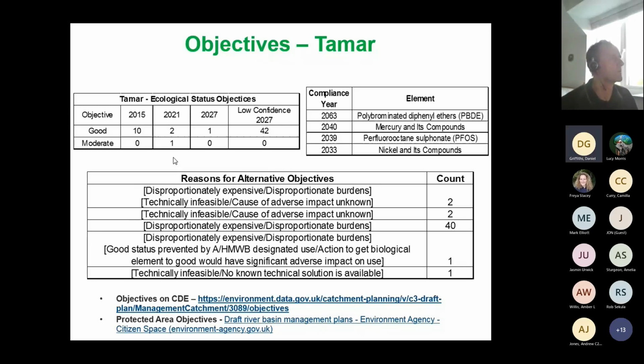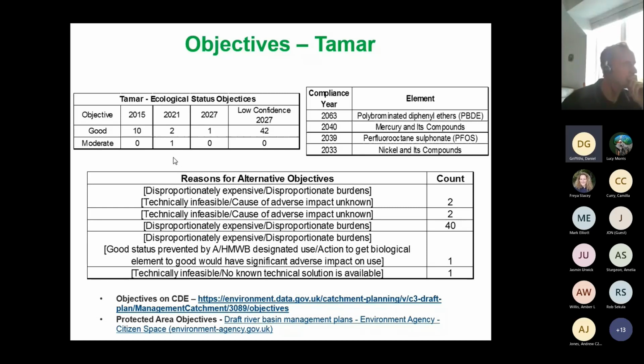What we've got on the slide here for the ecological status objectives, the ones that are targeting good by 2015 are typically already at good status, so they've achieved their objective. Good by 2021 or moderate by 2021 reflects that that's the status they've achieved in the 2019 data set. And then the 2027 objectives, which form the vast majority of them, these are ones where we're not currently at the target status based on the current classifications.